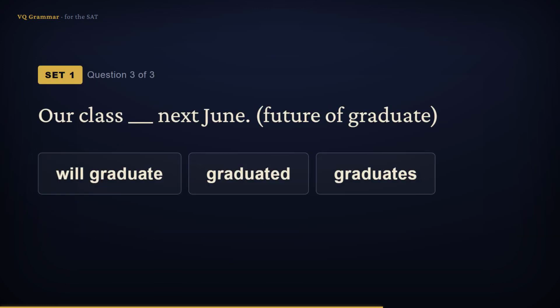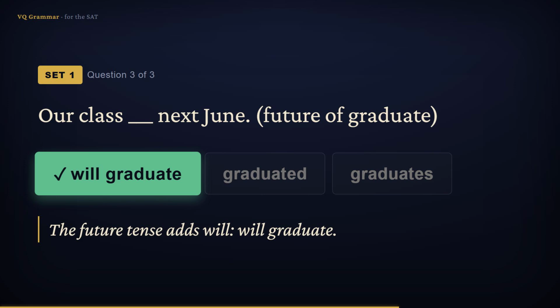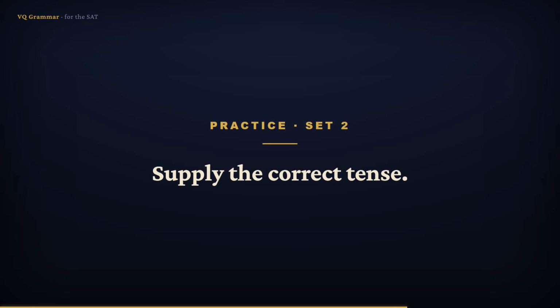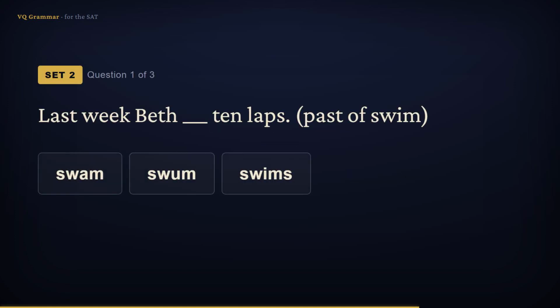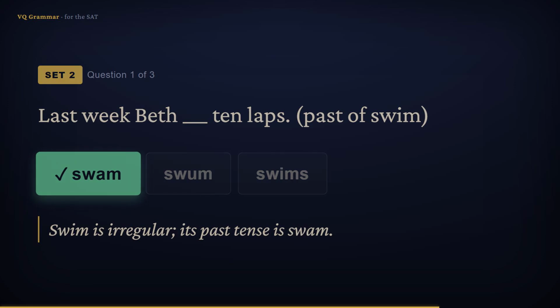Our class blank next June. Future tense of graduate. Future means will plus the base verb. Will graduate. So the answer is will graduate. Three more. Watch for irregular pasts and that tricky third person spelling. Pause and try each. Last week, Beth blank 10 laps. Past of swim. There's no helper, so use the past form, swam, not swum. So the answer is swam.